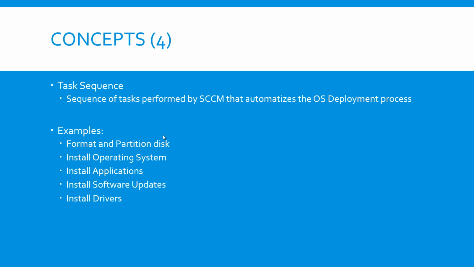Also, in terms of Configuration Manager infrastructure, we have something called a task sequence. Basically, it's a sequence of tasks performed to automate the OS deployment. A few examples of what we normally do when we deploy, let's say, a new OS: we format the disk, we install the OS, we install any applications, we do software updates, we install drivers, and we copy files. Things like that we are going to put in the task sequence.